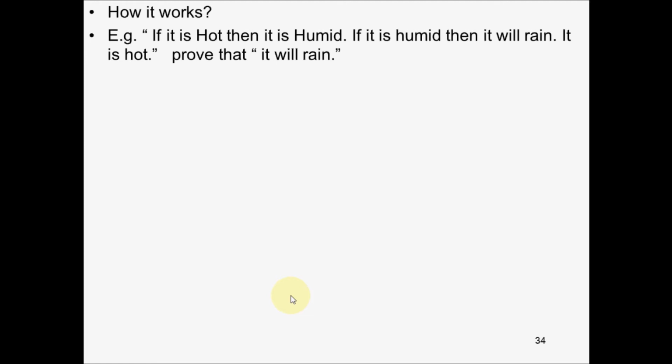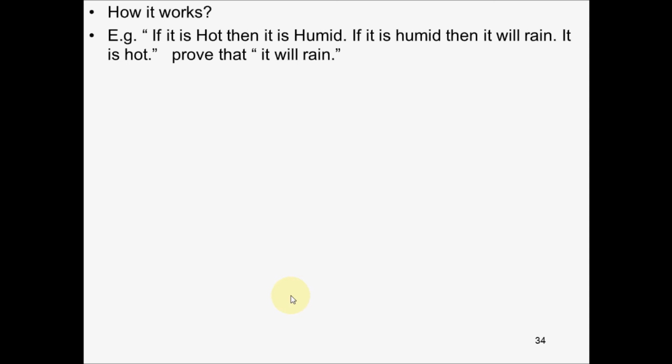Now when this comes, three sentences are given. These are the known facts to the machine. The first sentence known to the machine is, if it is hot, then it is humid. The second sentence given as input to the machine, also a known fact, is that if it is humid, then it will rain. And the third fact known to the machine is that currently it is hot. And the machine is asked the query, will it rain, or prove that it will rain.